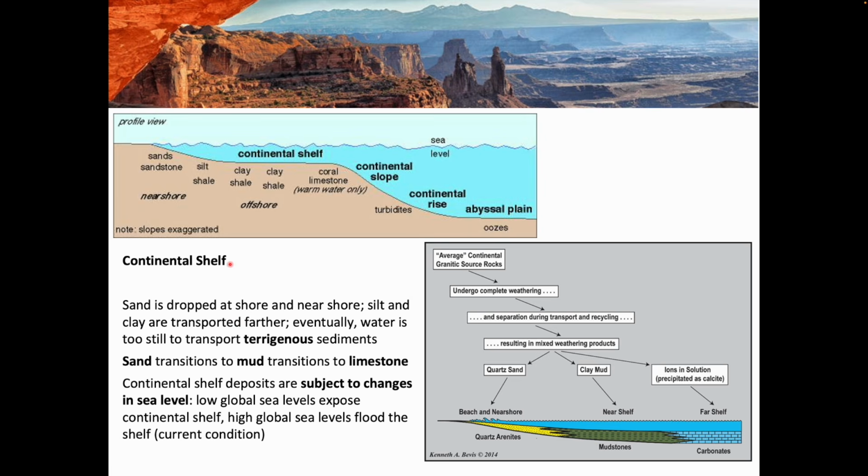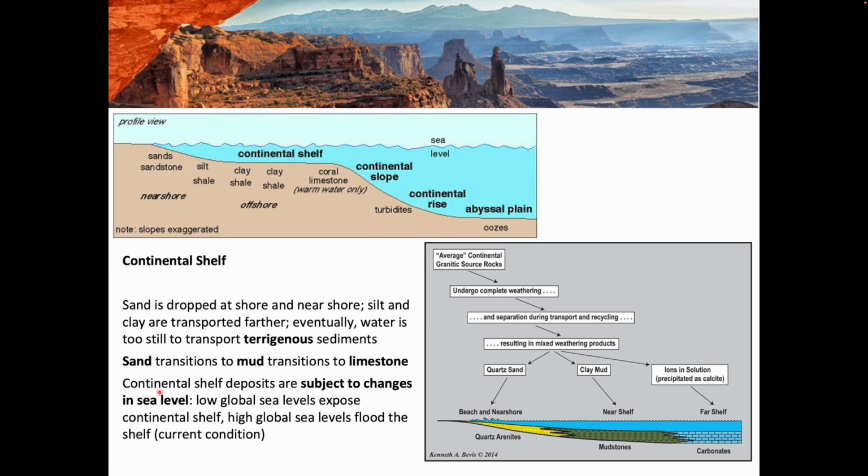Higher up on the continental shelf, we are getting into an area that is more dominated by terrigenous continental sediments. The sand is dropped at the shore and near the shore, but silt and clay are transported further out and are deposited on the continental shelf. Eventually, you get far enough away from the continent that the water is too still to transport terrigenous sediments at all. The sand deposited near the shore transitions to mud, which transitions to limestone with increasing distance from the shore.